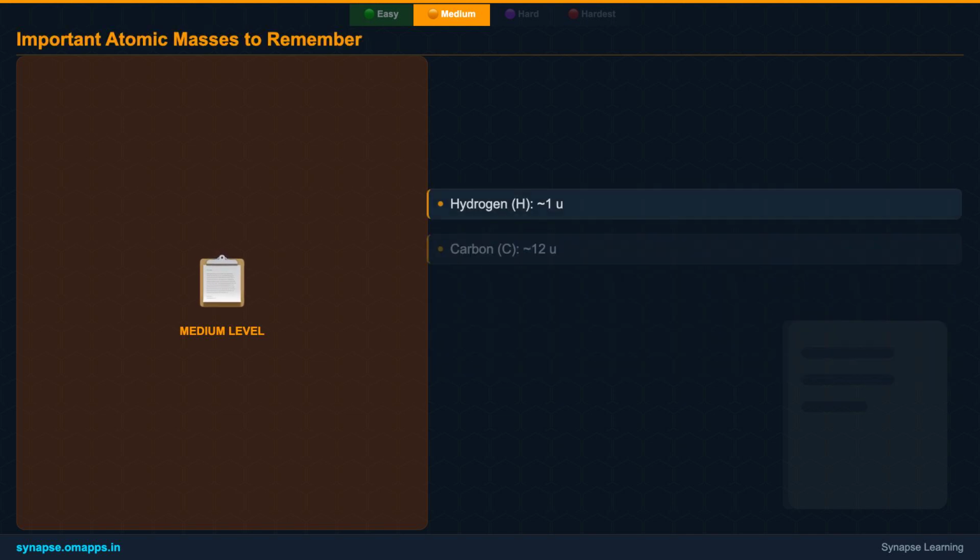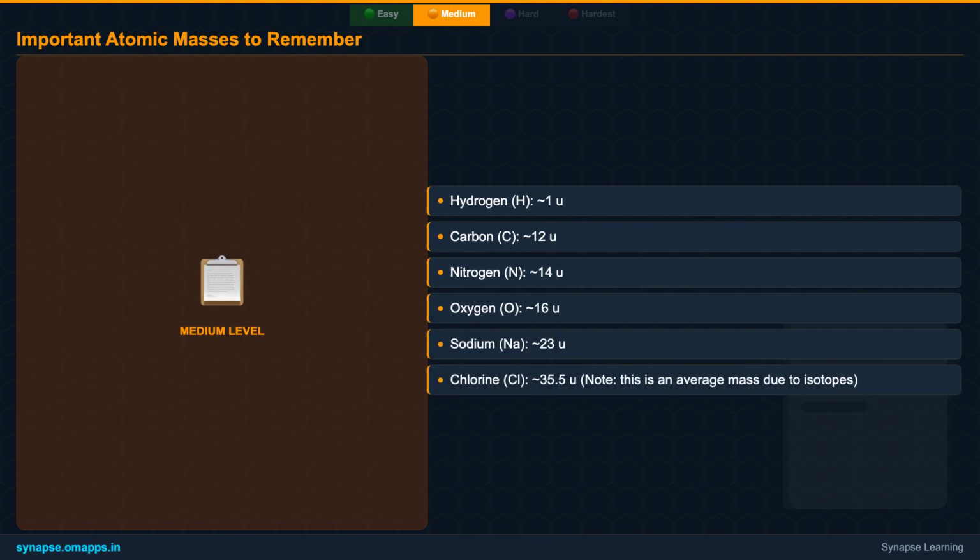Now, let's quickly review some important atomic masses that you'll frequently encounter in chemistry. Hydrogen, the lightest element, has an approximate atomic mass of 1 U. Carbon, our reference standard, is 12 U. Nitrogen is about 14 U, and oxygen is around 16 U. For sodium, it's roughly 23 U. And for chlorine, which often comes up in calculations, remember it's approximately 35.5 U.